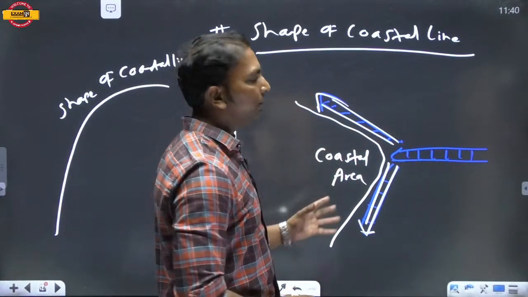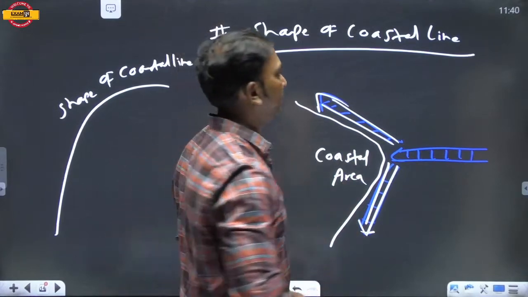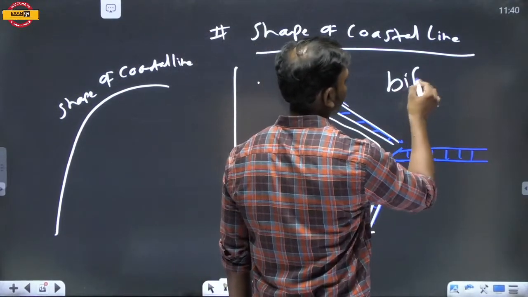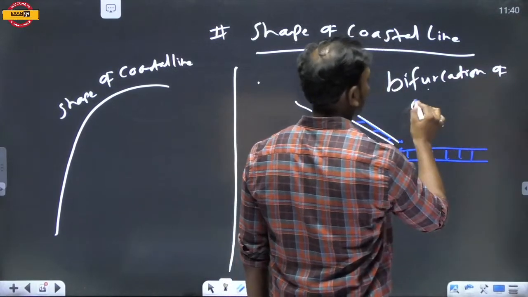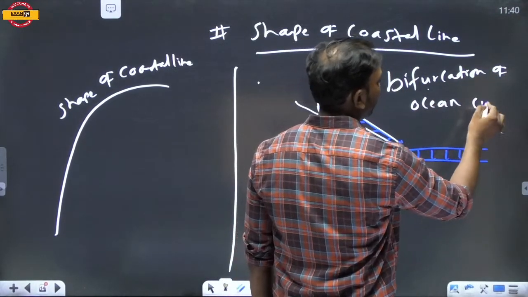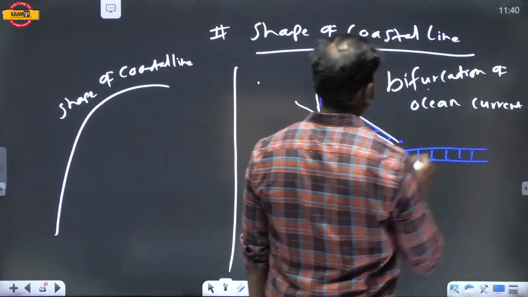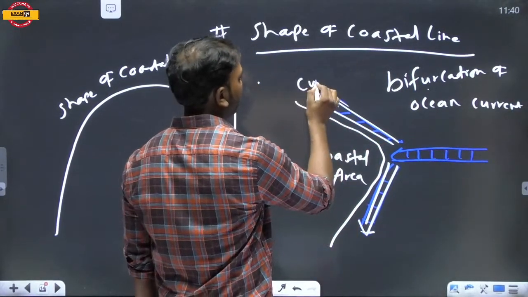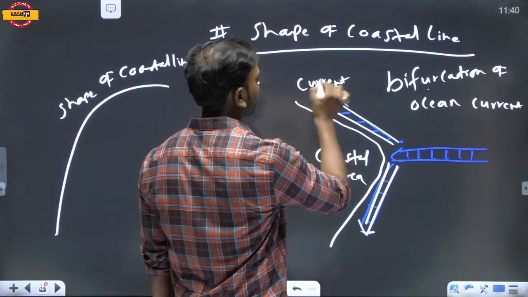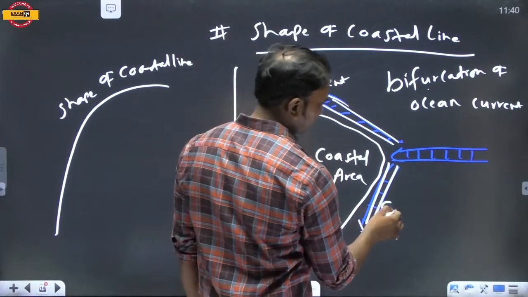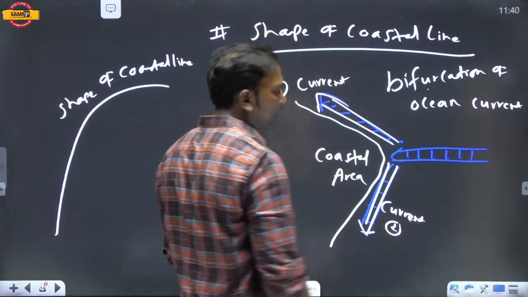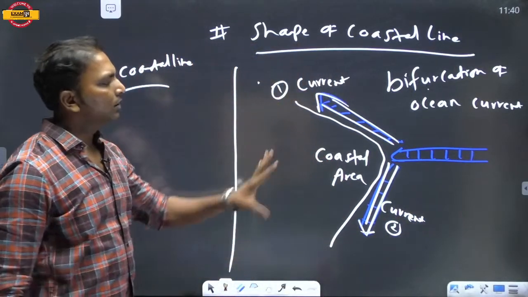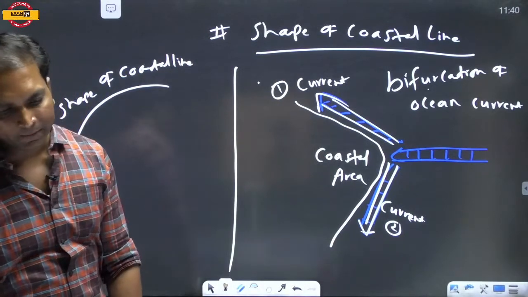So here you can see the bifurcation of oceanic currents. The ocean current divides into two currents. Here it is current 1 and here it is current 2. So currents also originate from the shape of the coastal line.